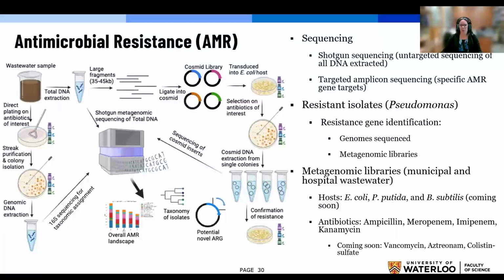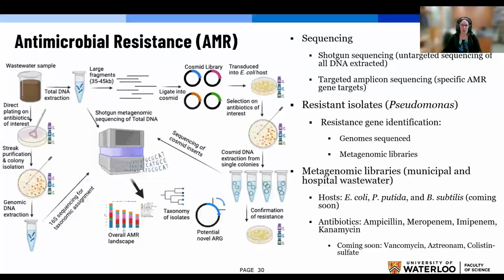Another thing we can do is directly plate this wastewater onto agar plates containing antibiotics of interest, and then culture the resistant microbes. So this process is pictured on the left side of the diagram going downwards. DNA from these colonies is then sequenced to determine their species and if they contain a known AMR gene. This is valuable, but we know that only a small fraction of microorganisms are culturable in the lab, so we'd be missing a lot of information.